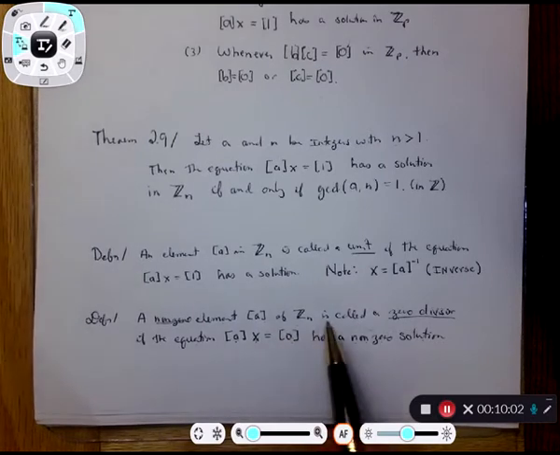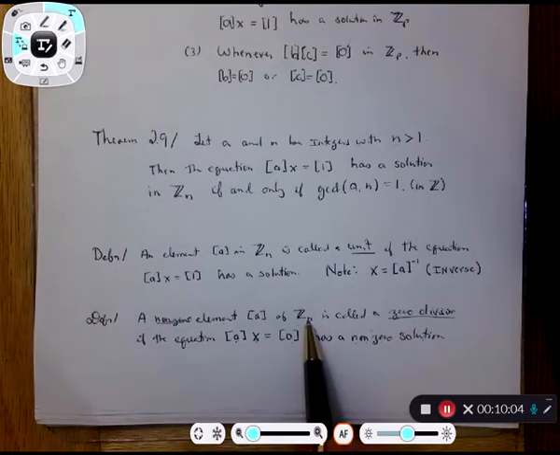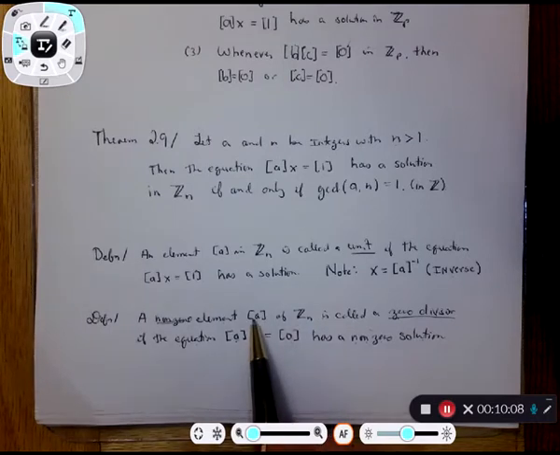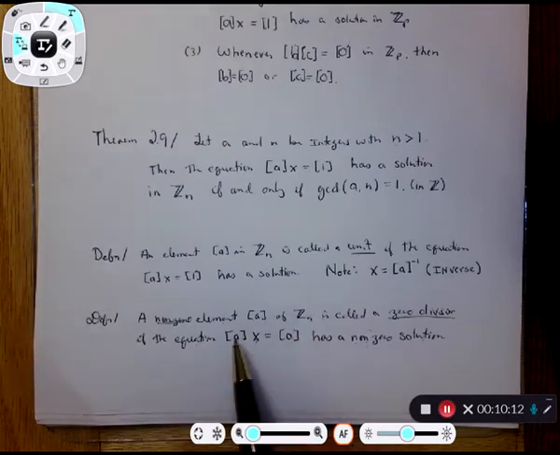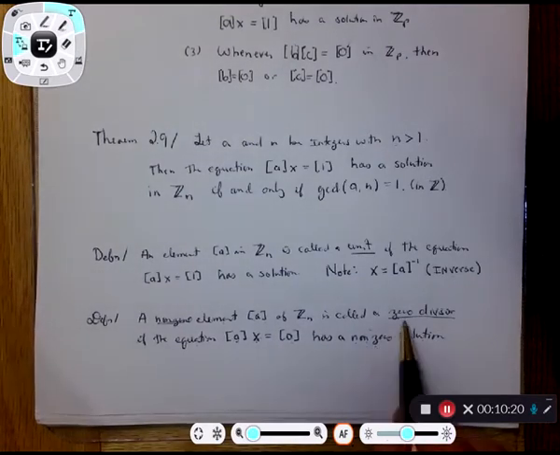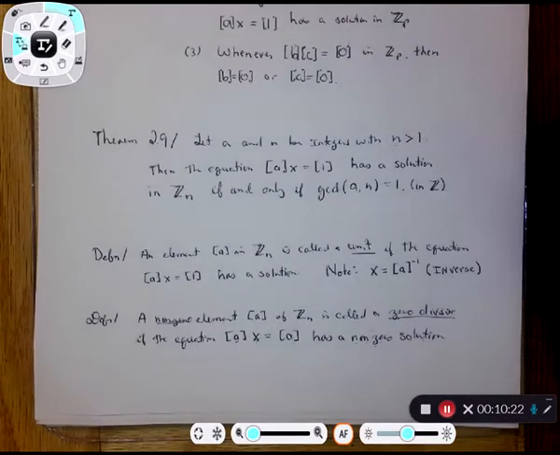So for example, back to that Z6 example I gave you. In Z6, equivalence class 2 times equivalence class 3 is equal to 0. So 2 is not 0 and 3 is not 0, but their product is 0. That means equivalence class 2 and equivalence class 3 are zero divisors in Z6.